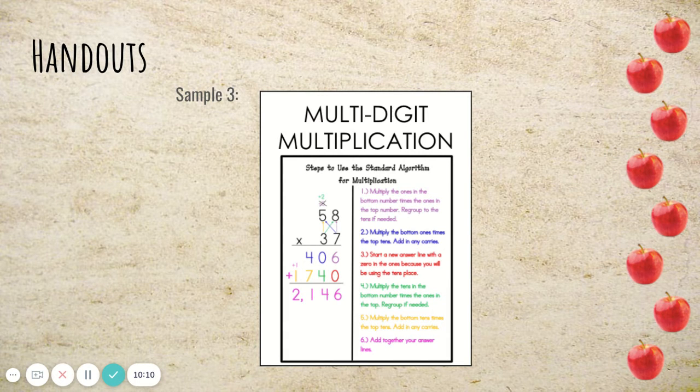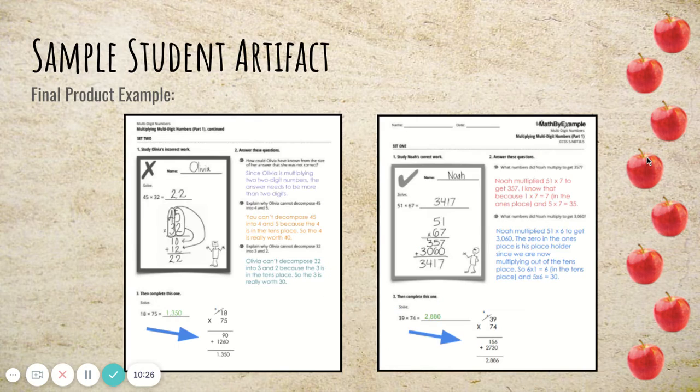The third handout is a detailed worksheet that shows the steps in solving multi-digit multiplication problems. The colors help students to really see exactly what is happening in the problems. All three of these handouts are very helpful for both students and parents. These student artifacts are from a program called Math by Example. The students will show they understand how student A did it incorrectly and explain the reasoning. And then in student B's case, they will tell us how they know the student did it correctly.